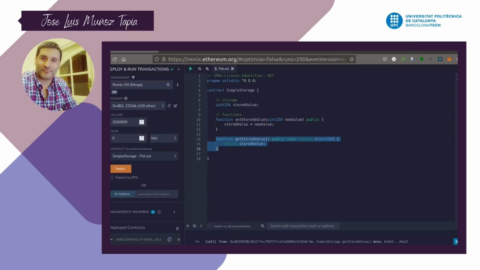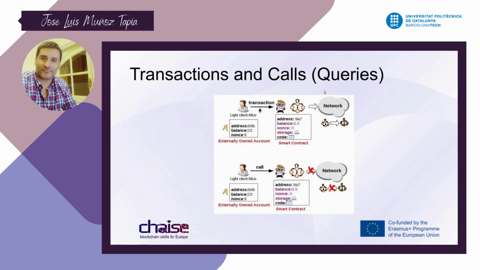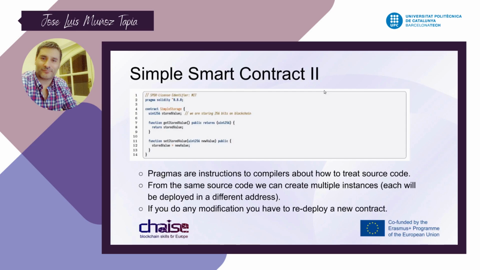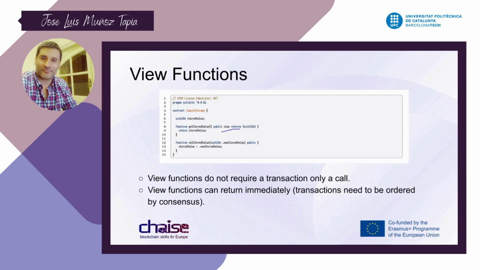So let's see in a picture what we did to summarize it. Essentially we write this smart contract here, and in this smart contract we only have two functions. Sorry, this is a modification, we put view here.